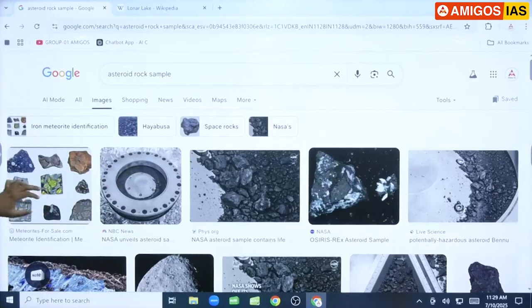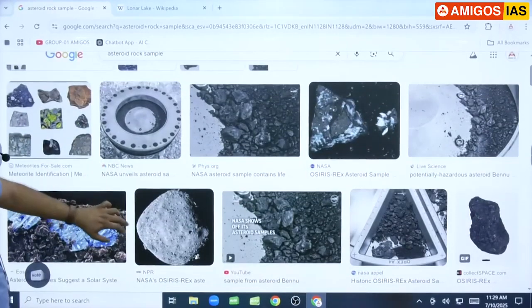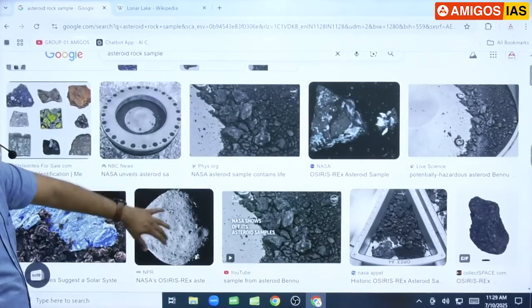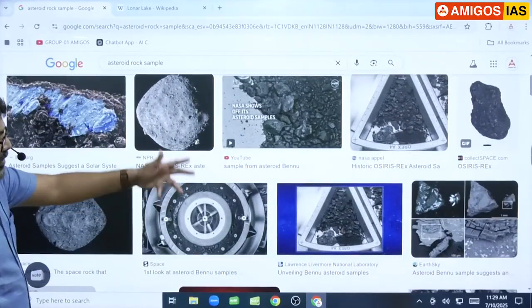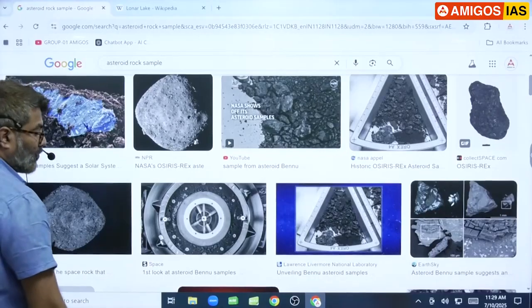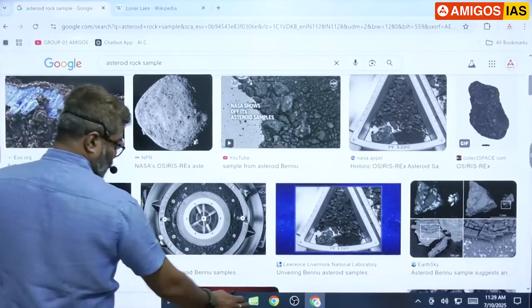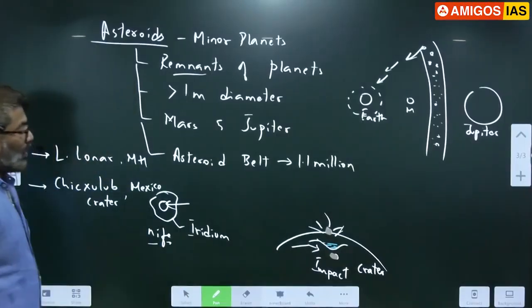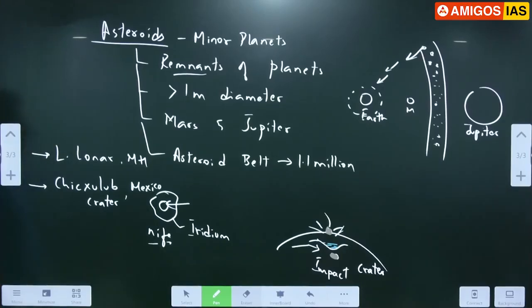See, we got so many rock samples like this. Asteroid rock samples in different parts of the world. Using these rock samples, we'll come to know the mineral composition and all. So this is again indirect evidence. Next, gravity.